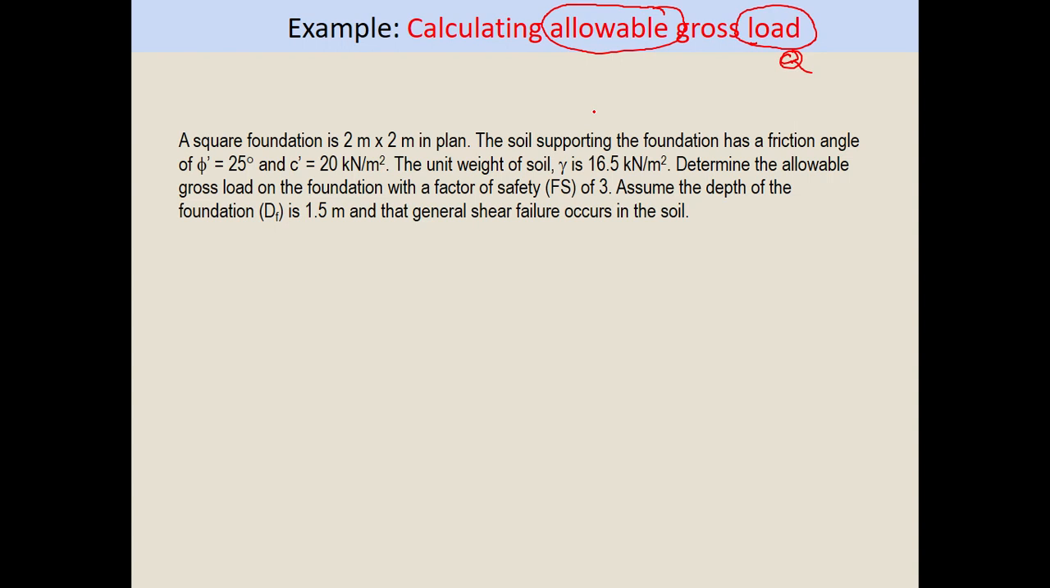It's 2 meter times 2 meter in plan. The soil supporting the foundation has a friction angle of phi prime equal to 25 degrees and c prime is 20 kPa. The unit weight of soil is 16.5 kilonewton per cubic meter. Determine the allowable gross load on the foundation with a factor of safety of 3. Assume the depth of the foundation Df is 1.5 meter and that general shear failure occurs in the soil. It mentioned general shear failure, so you have to use the equation for the square foundation of the general shear failure mode.